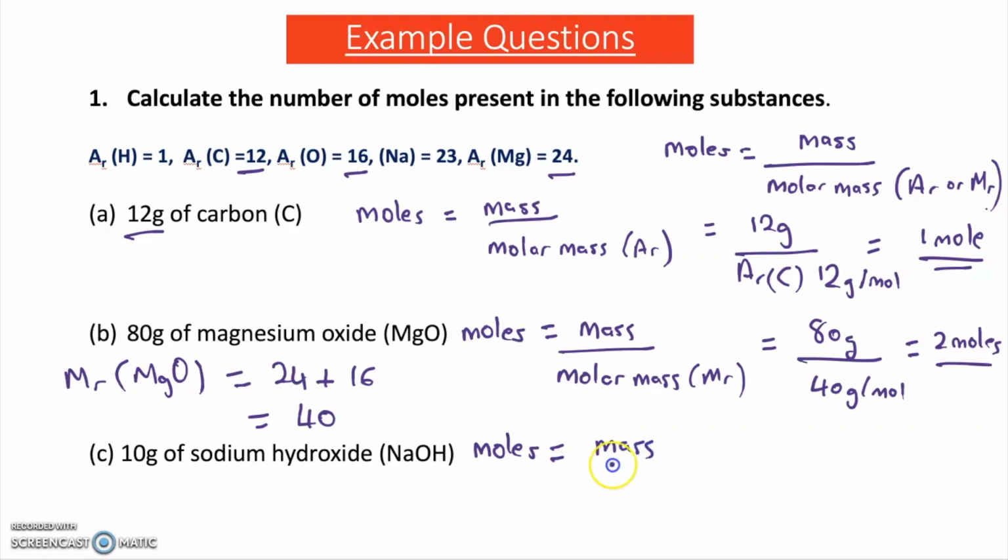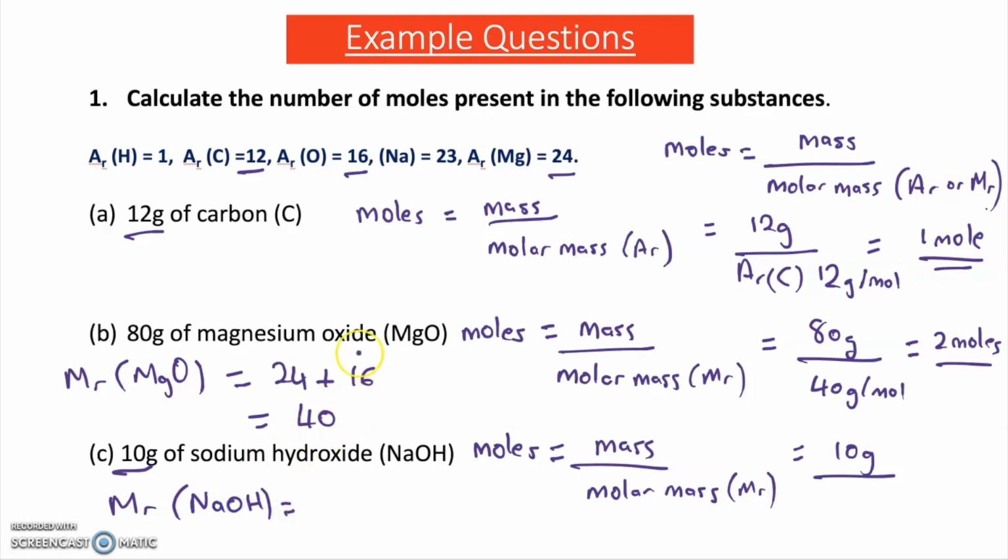Now for C, we have 10 grams of sodium hydroxide. So once again, we use moles equals mass over molar mass, and for the molar mass we use the MR value here. So the MR value of sodium hydroxide is worked out by adding up the AR values of each atom present. So the MR value of NaOH is equal to the AR value of sodium, which is 23. And then we find the AR value of oxygen, which is 16. And we add it to the AR value of hydrogen, which is 1. And that will also give me an MR value equal to 40.